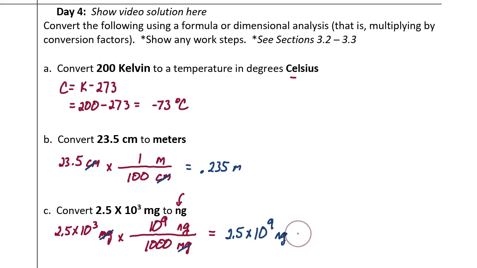Nanograms. This particular problem could actually be done mentally. Remember how the 1,000 is the same thing as 10 to the 3rd power? That means that this 10 to the 3rd power would cross-cancel with this 10 to the 3rd power. And you'd just be left with the 2.5 and the times 10 to the 9th.